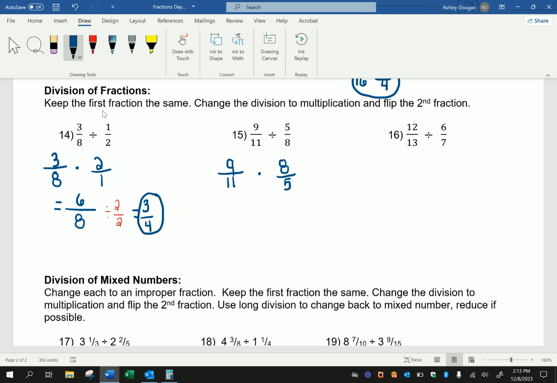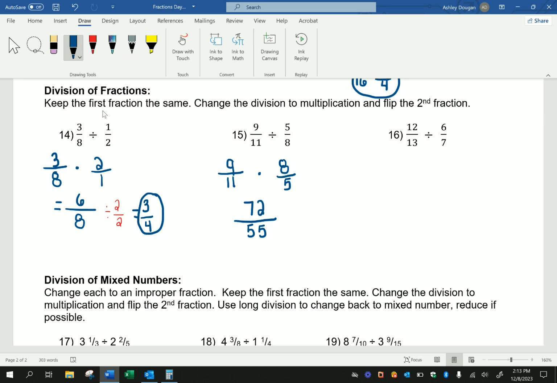I go straight across. 9 times 8 is 72. 11 times 5 is 55. So for this answer, this is an improper fraction. The top is larger than the bottom. This could be changed to a mixed number.